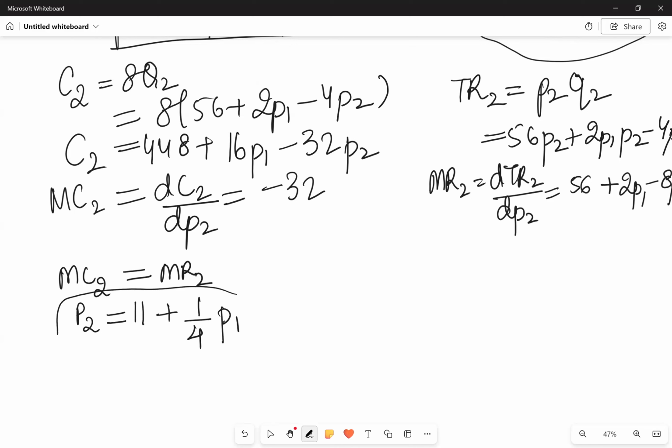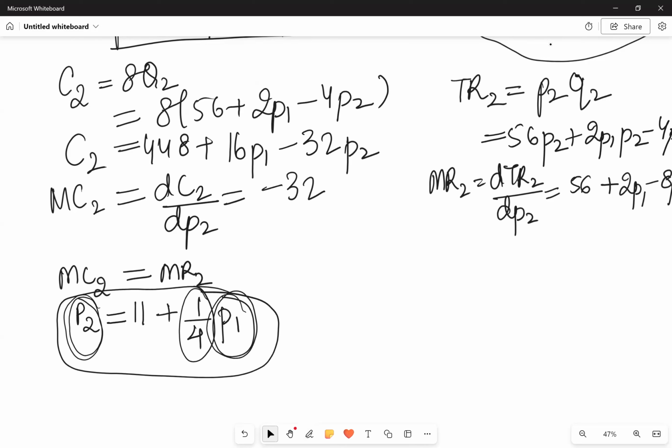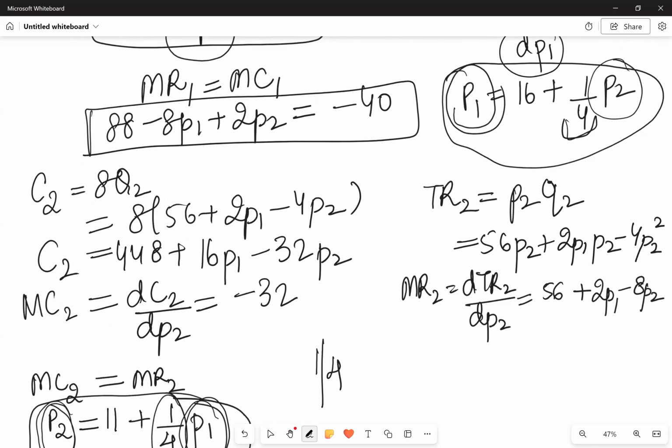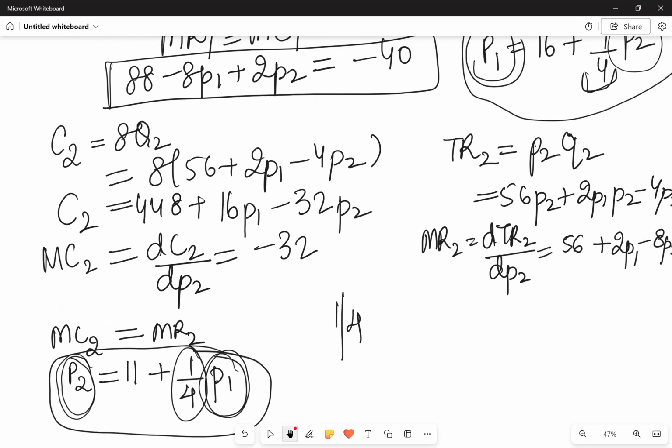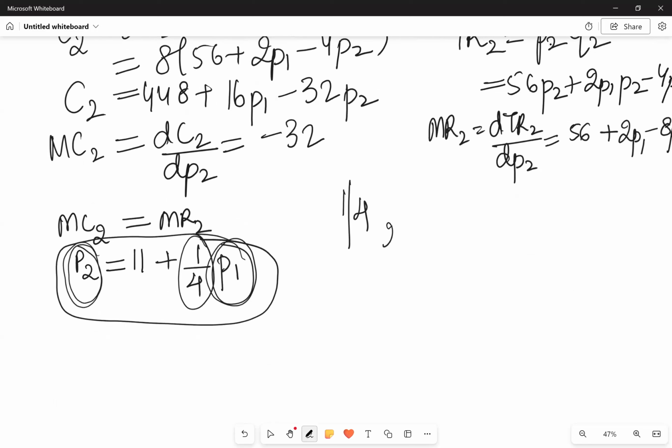So this will be the reaction curve of firm 2, in the sense of how firm 2 will react to the change in the price of firm 1, right? Now, if we see the coefficients, they're both 1 by 4 for both the reaction curves. So the slopes of both the reaction curves would be 1 by 4. Okay, so this was part 1 of the question.